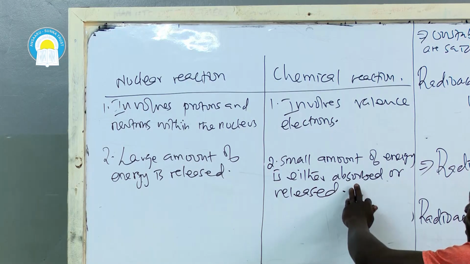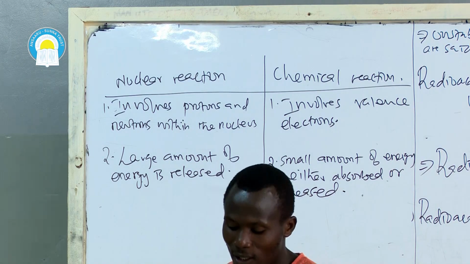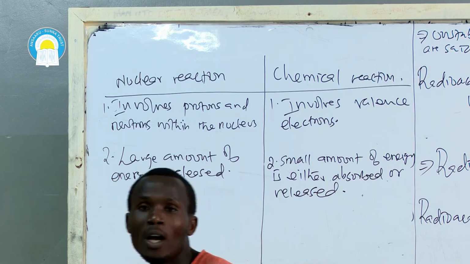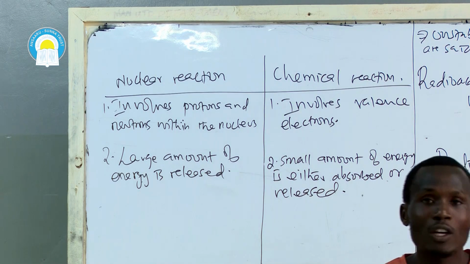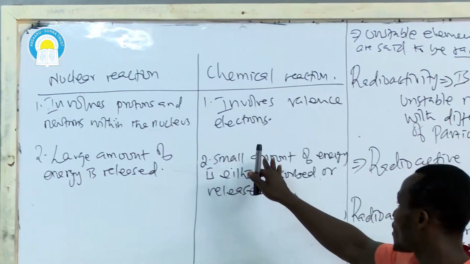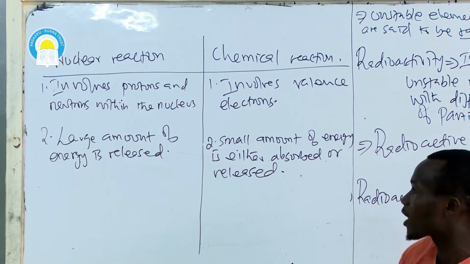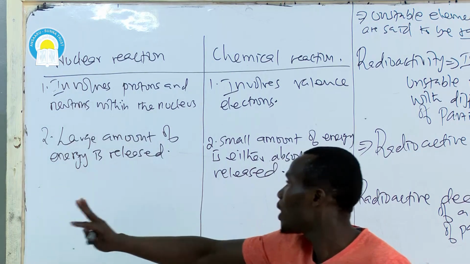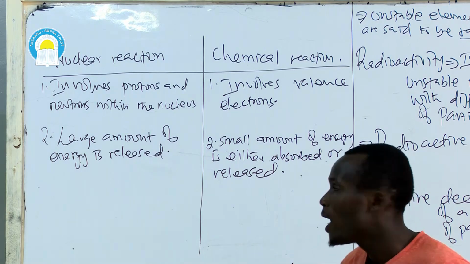And the absorption or release of energy results in either an exothermic reaction, that is the release of energy into the environment, or an endothermic reaction, which involves absorption of energy from the environment. So here we have two types of reaction, exothermic and endothermic. But in a nuclear reaction, energy is always released. There is no absorption of energy.